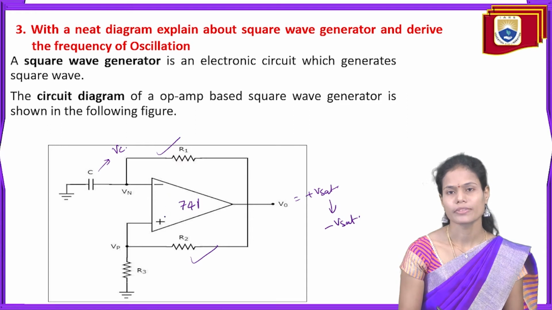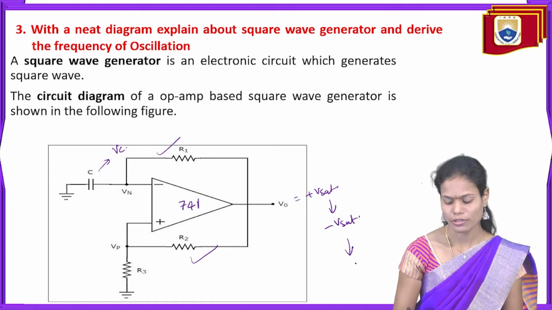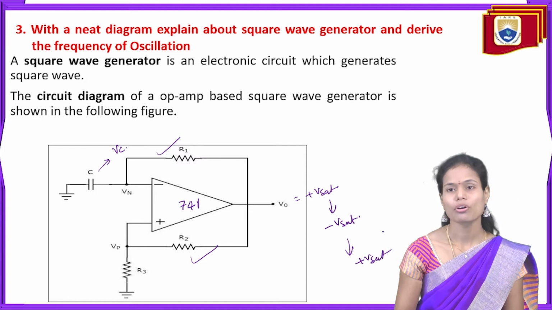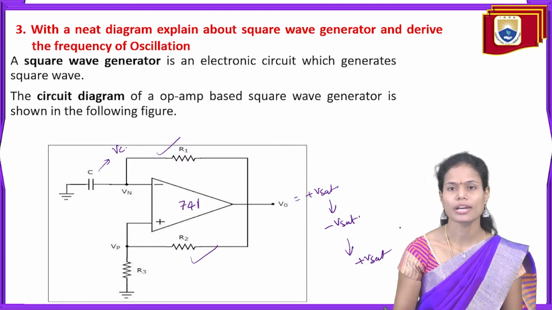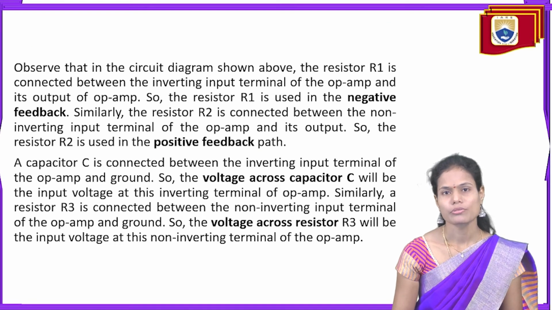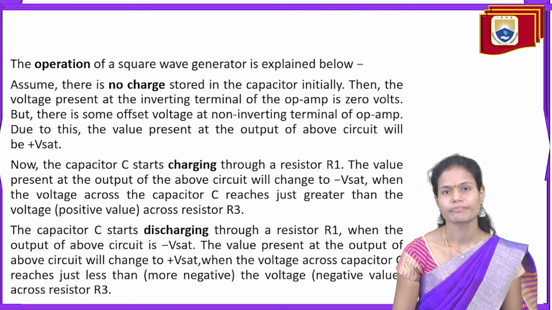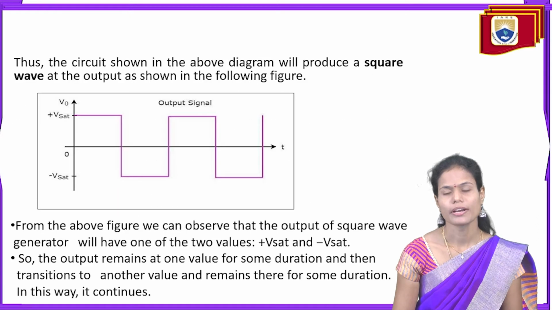So once it is negative, the capacitor will discharge through this resistance R1 again. So this voltage is high again, and it will shift again to plus V sat. So it is always moving from plus V sat to minus V sat because of the charging and discharging of the capacitance. So this is the explanation related to the circuit, and this is the operation.